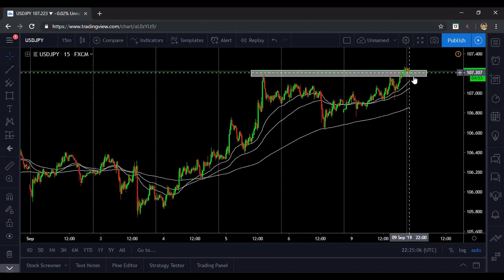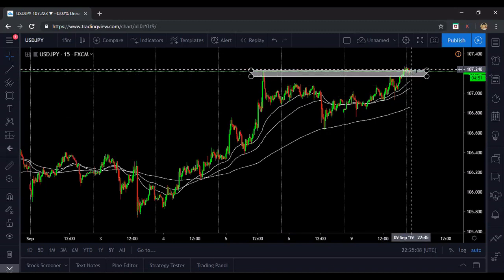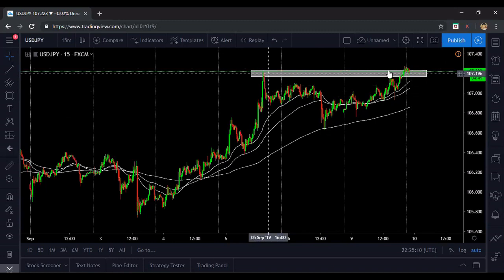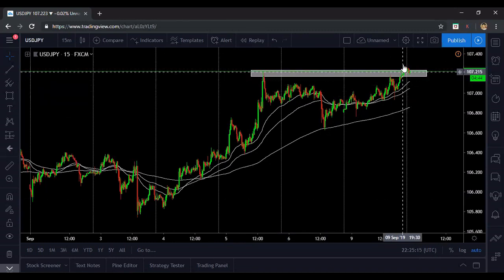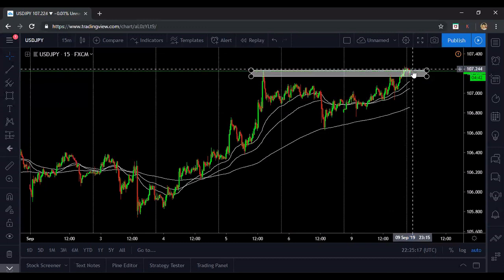If he accumulates in this area for a while, he's going to get people into thinking that this is resistance and it's going to fall. So what I am thinking is, because it's accumulating in this area, that we can see some buys, right?